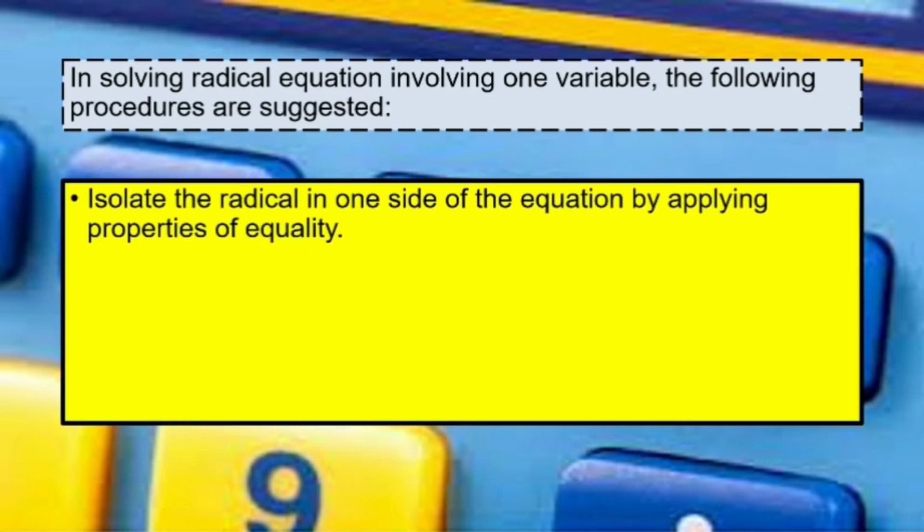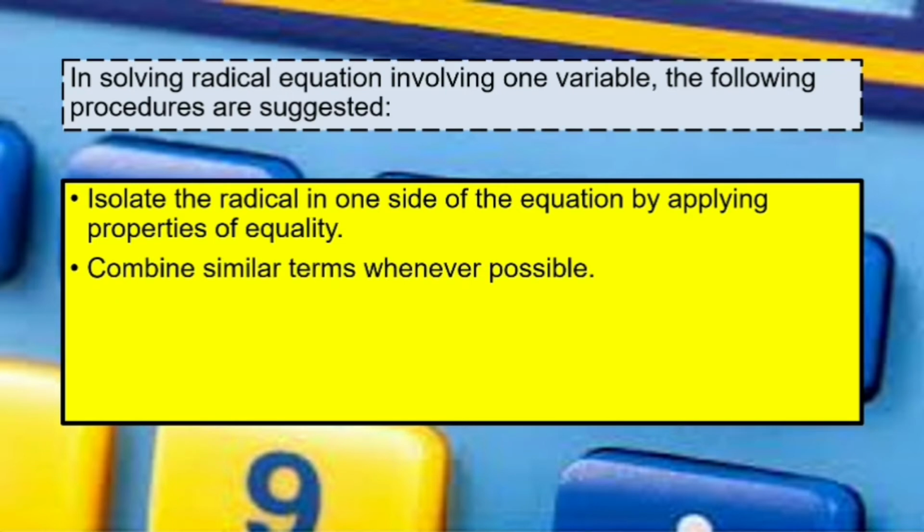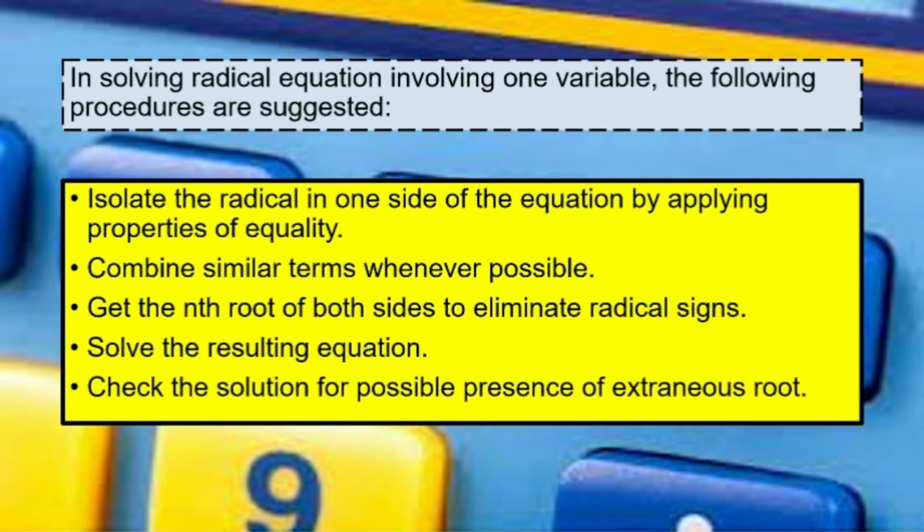Number 1, isolate the radical on one side of the equation by applying properties of equality. Next, combine similar terms whenever possible. Next, get the nth root of both sides to eliminate radical signs, and solve the resulting equation. Lastly, check the solution for the possible presence of an extraneous root. We're going to define extraneous root in our next lesson.